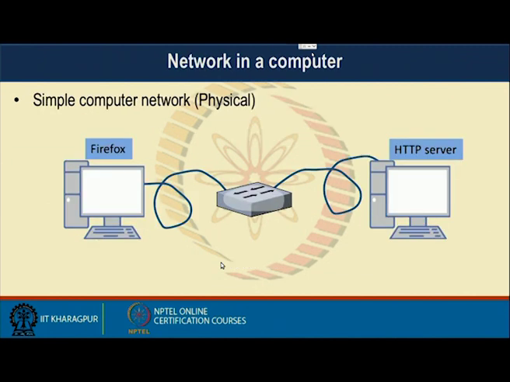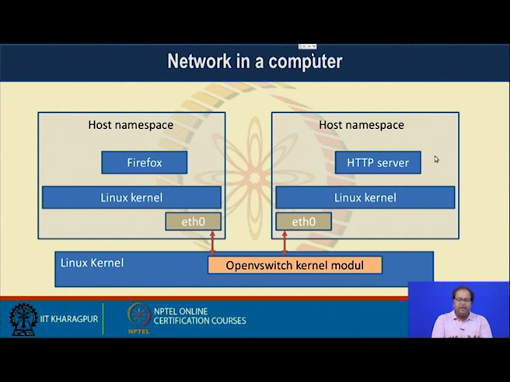Now, this is a kind of simple computer network. In the physical domain, you have one host which is running, say, a browser like Firefox. It is connected to a network switch or a router that is again connected to an HTTP server. So, using the browser, you can browse the data from the HTTP server. Now, the same thing you can implement inside a single machine.